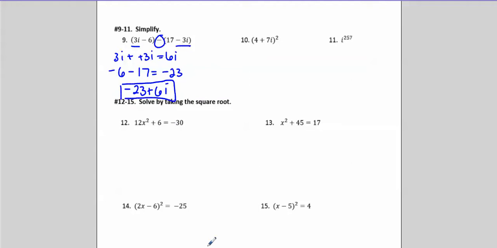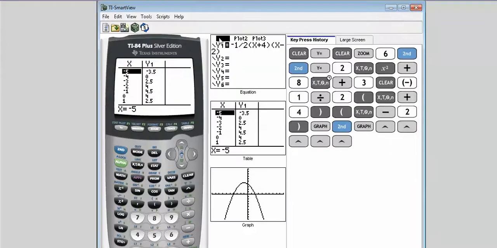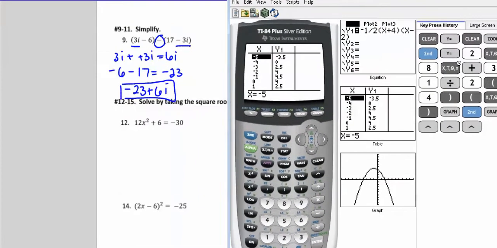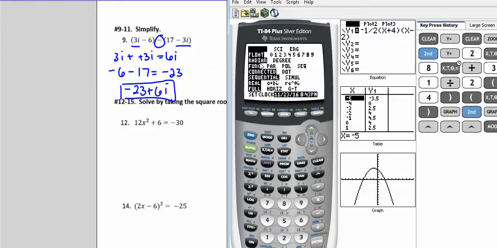Now you can check your answer on the calculator if you put your calculator in a plus bi mode. So if you press mode, you want to go from real mode to a plus bi mode. So go down to a plus bi, and you need to press enter.